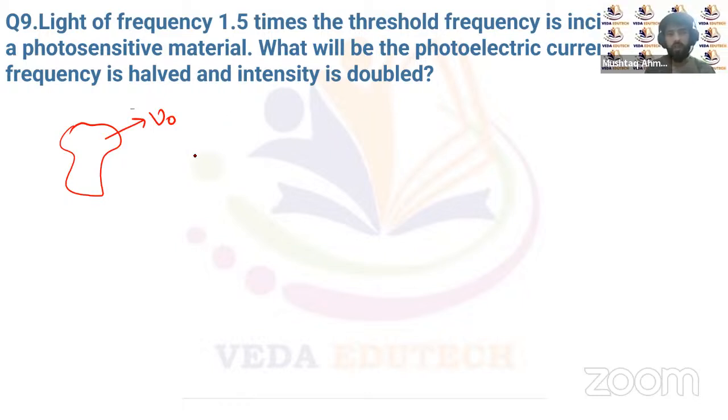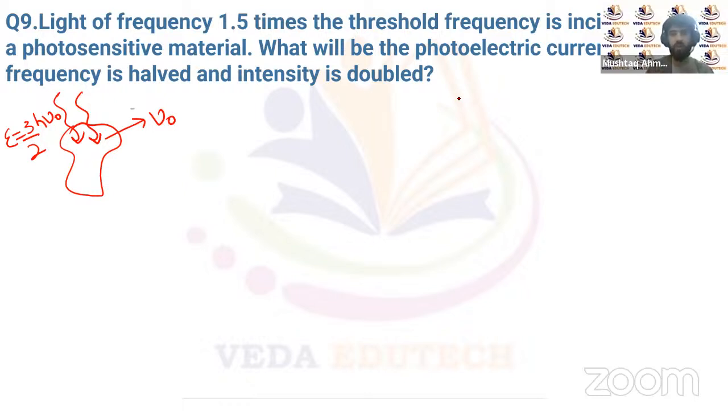Nu naught is the threshold frequency. Now, the frequency of the incident ray of light is 1.5 times the threshold frequency, or we can say the incident energy is 3 by 2 times h times nu naught, right? Now when the incident frequency is 1.5 times the threshold frequency, then definitely photoelectric emission will take place on the photosensitive material.